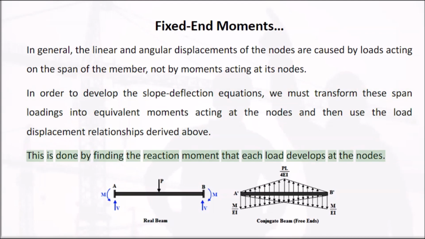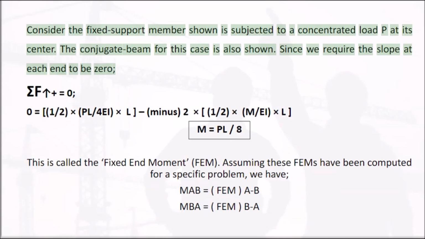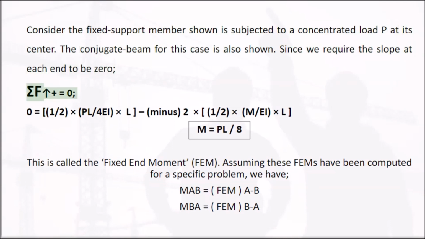This is done by finding the reaction moment that each load develops at the nodes. Consider the fixed support member shown, subjected to a concentrated load at its center. The conjugate beam for this case is also shown. Since we require the slope at each end to be 0, sigma F_y equals 0.